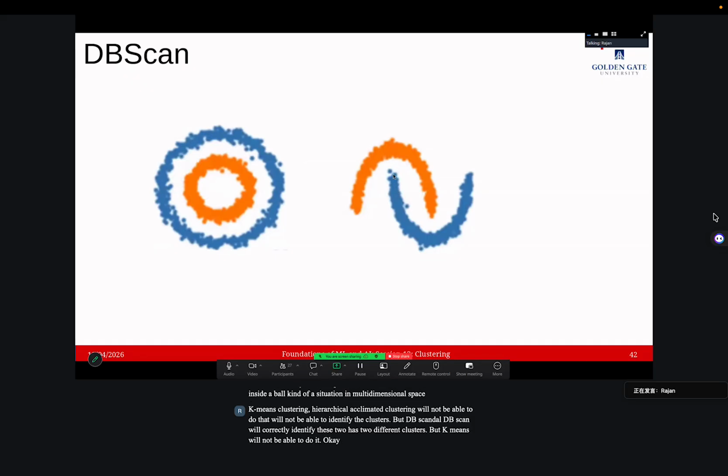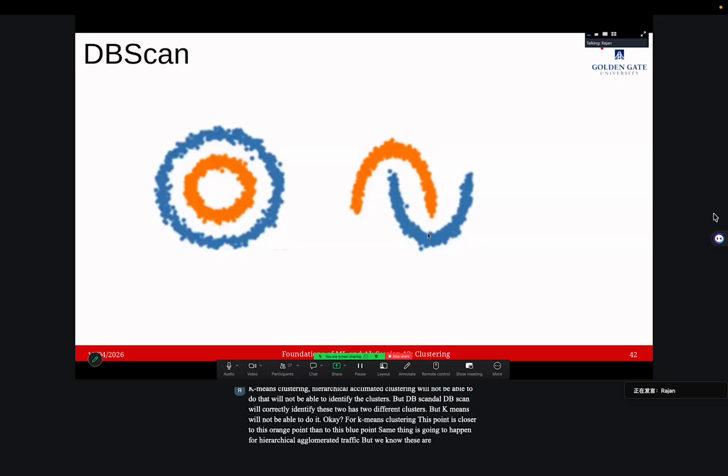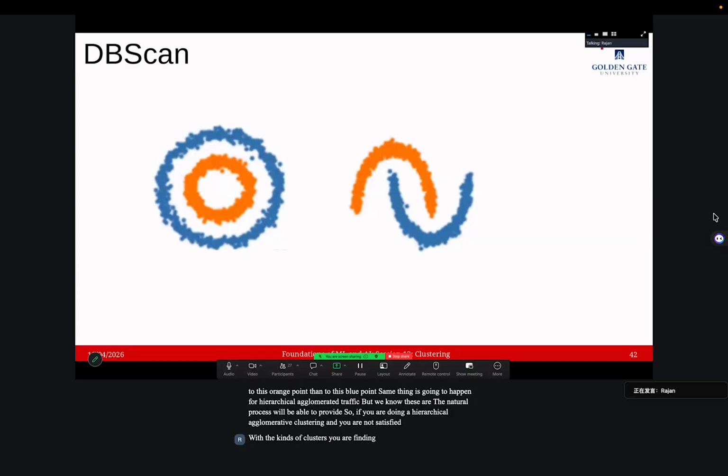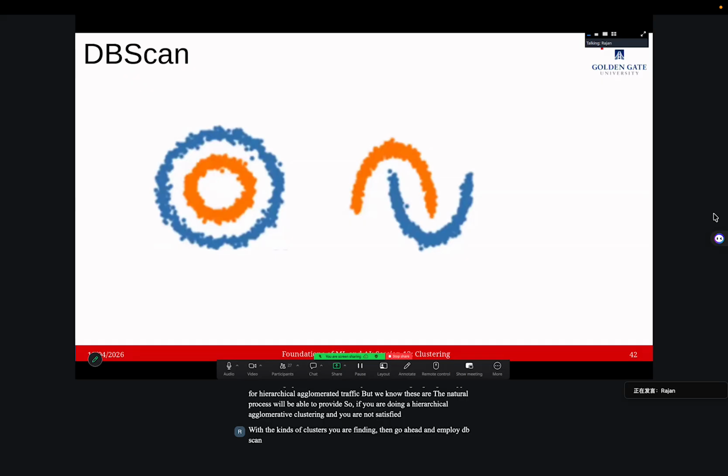For K-means clustering, this point is closer to this orange point than to this blue point. The same thing is going to happen for hierarchical agglomerative clustering. But we know these are the natural clusters. DBSCAN will be able to do it. So if you are doing hierarchical agglomerative clustering and you are not satisfied with the kinds of clusters you are finding, then go ahead and employ DBSCAN, and I'm pretty sure you will get very good results.